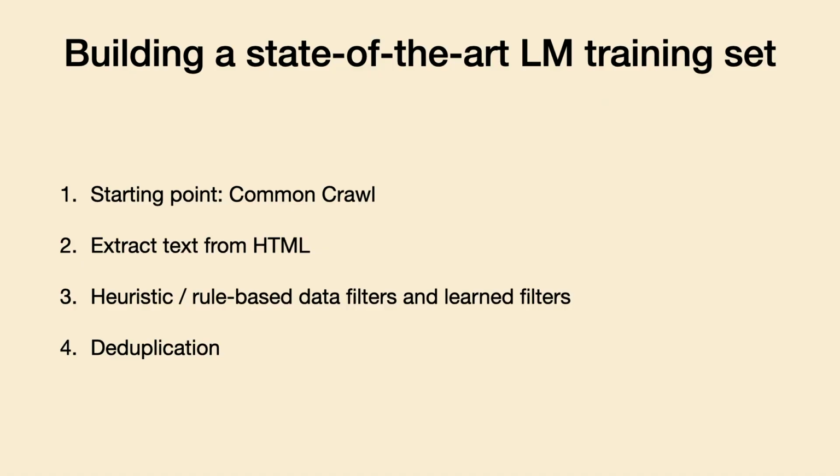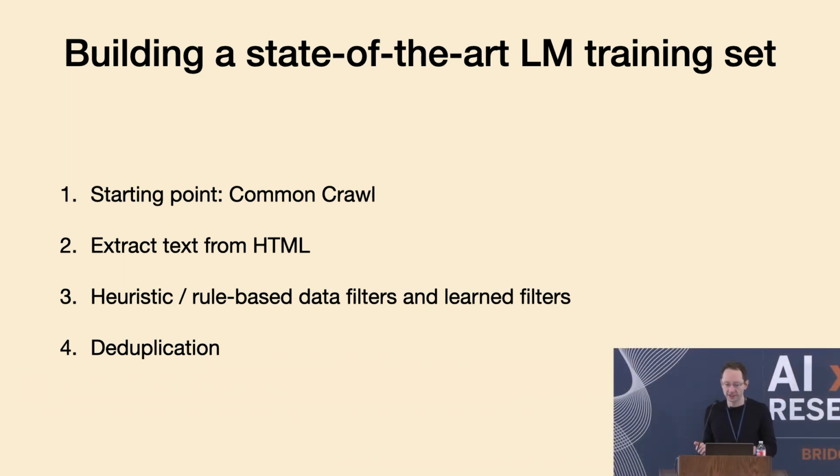Nope. OK, cool. So we have established we get state-of-the-art performance. We can improve by a lot over the Llama training set, for instance. How did we actually do this? What we are going to do for the rest of the talk is step by step go through how we build a state-of-the-art language model training set. And the starting point for all of this is Common Crawl.